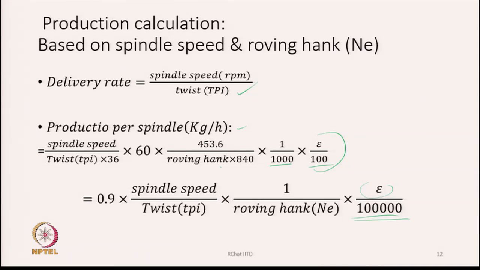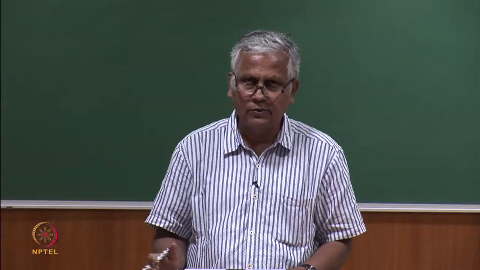So, therefore, we need to know in this case spindle speed or flyer speed, both are the same. We also need to know the twist in the roving, the roving hank, and the value of the efficiency factor. So, we need to know these 4 parameters to find out the expected production. This is all basically estimated production.